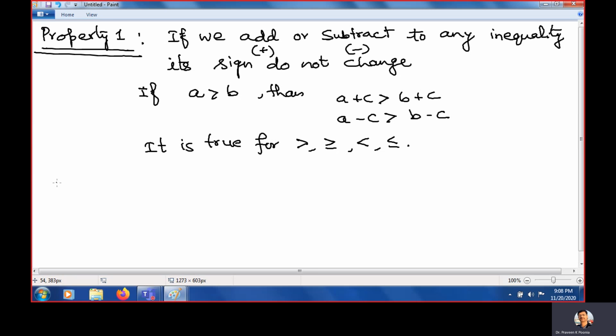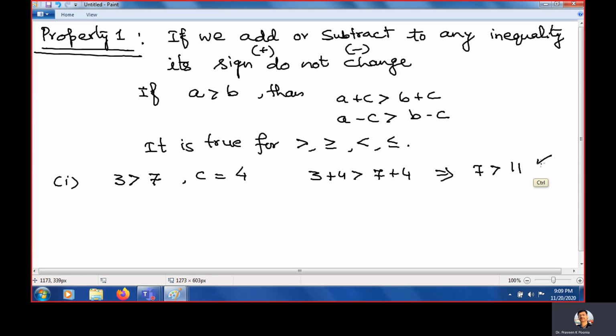Okay, so let us learn with an example. Example 1, let us take 3 greater than 7, and let us take C is equal to 4. Okay, so what is it? 3 plus 4 greater than 7 plus 4. And 3 plus 4 is 7, greater than 7 plus 4, how much is 7 plus 4? 11. And this is true.